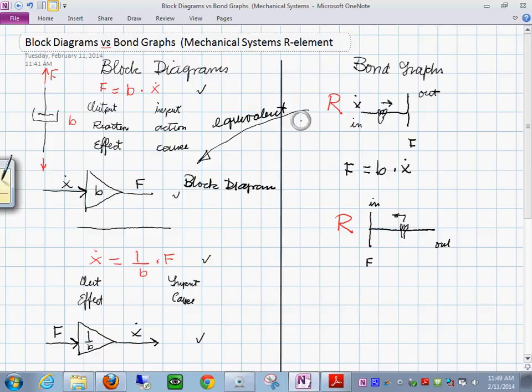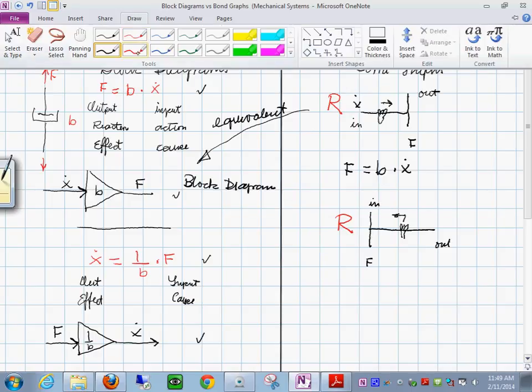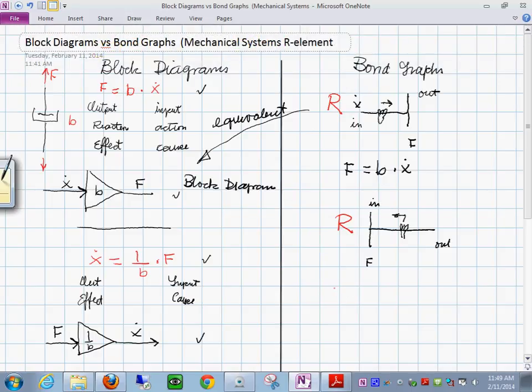So in here the equation is going to be that x dot in this case is equal to 1 over B times F. So this equation corresponds to this bond graph model, and this equation to this one, but also this corresponds to this block diagram. So this is what is equivalent. That's the equivalency between block diagrams and bond graphs for the R element, in this case, a mechanical damper.